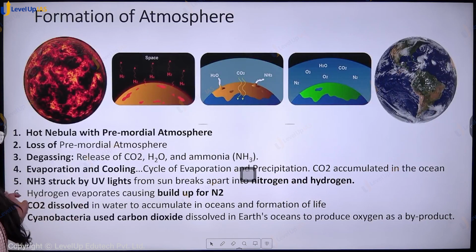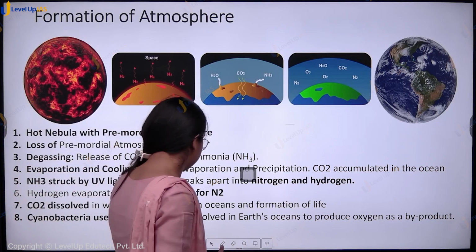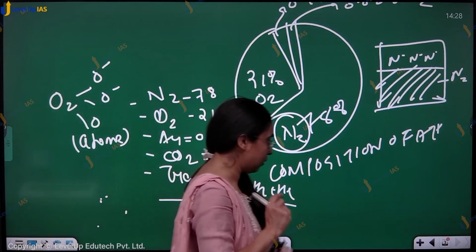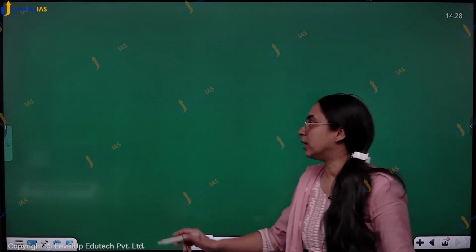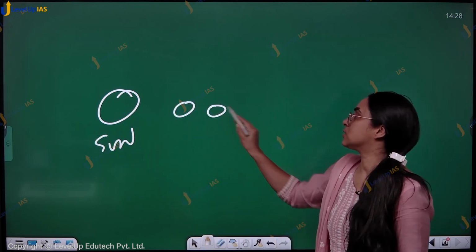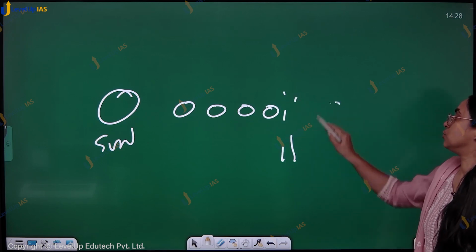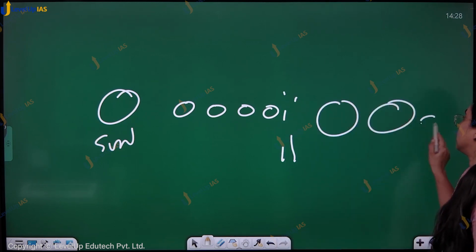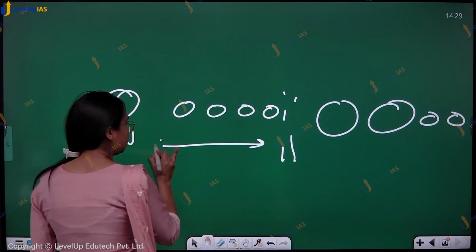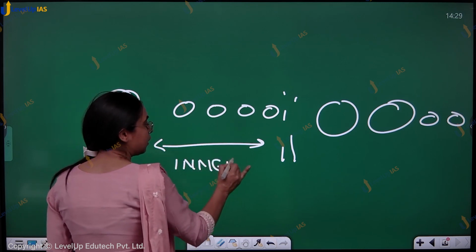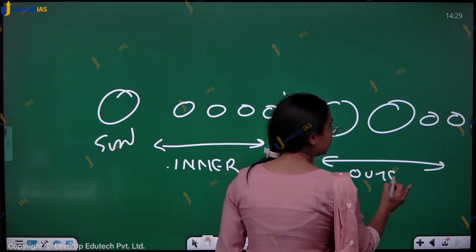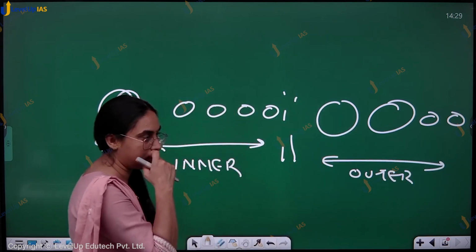Now, one interesting story before we start off. If you remember the first few classes, can somebody throw light? This is my sun. Taking the planets: Mercury, Venus, Earth, Mars, Jupiter, Saturn, Uranus, Neptune. What are these called? Inner planets, terrestrial planets, rocky planets. What are the others called? Outer planets, Jovian planets, Jupiter-like gaseous planets.